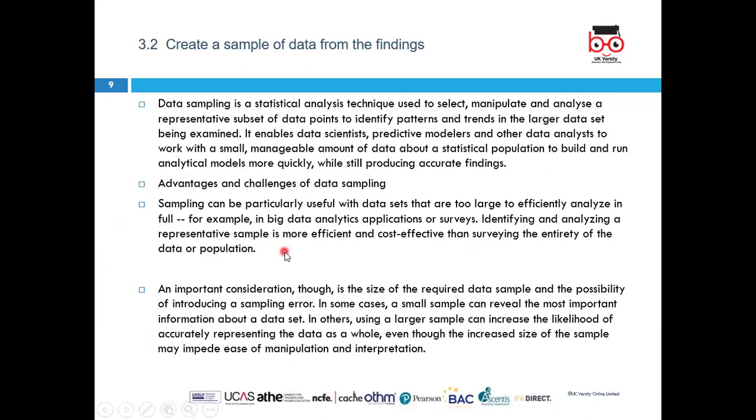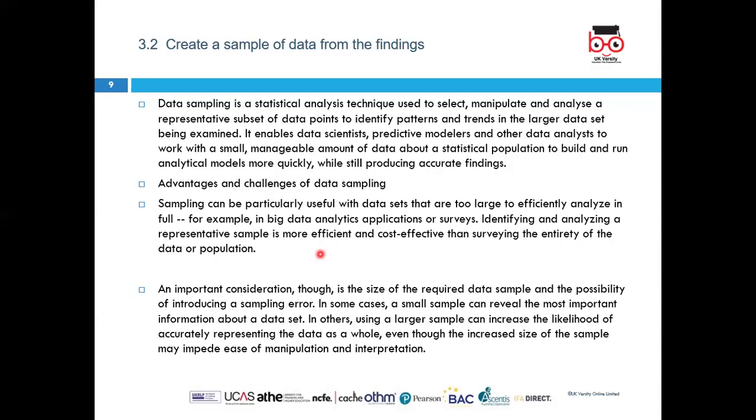Okay. So sampling can be particularly useful with data sets that are too large to efficiently analyze in full. For example, in big data analytics applications or surveys. Sometimes the surveys are very large. So you're doing a survey on COVID-19 vaccination drawbacks. So you're doing a survey on 1,000 people. So that's understood, but you're not doing a survey, you're just doing a one-time study. Identifying and analyzing a representative sample is more efficient and cost-effective than surveying the entire data or population.